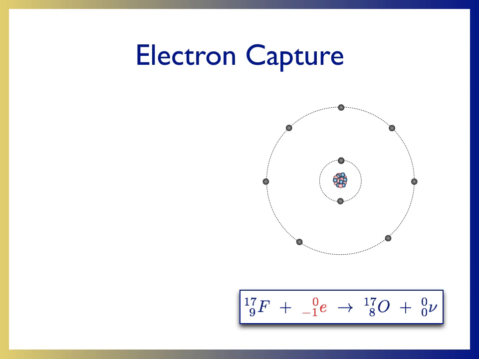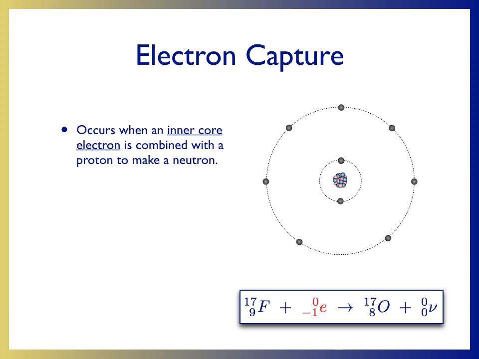The last type of radioactive decay is electron capture. Electron capture is a pretty rare process, but has the same effect as positron emission. That is, a proton is converted into a neutron. What happens in electron capture is that an inner core electron, or 1s electron, is absorbed into the nucleus and combines with a proton to form a neutron.